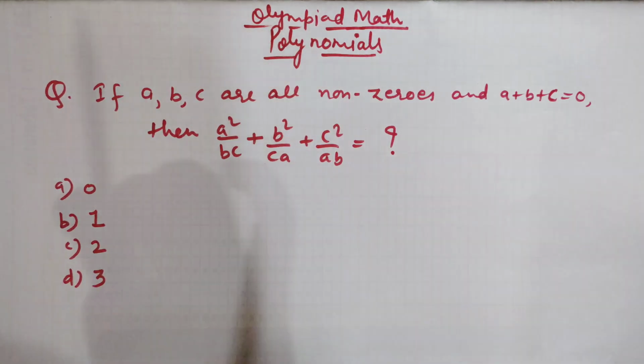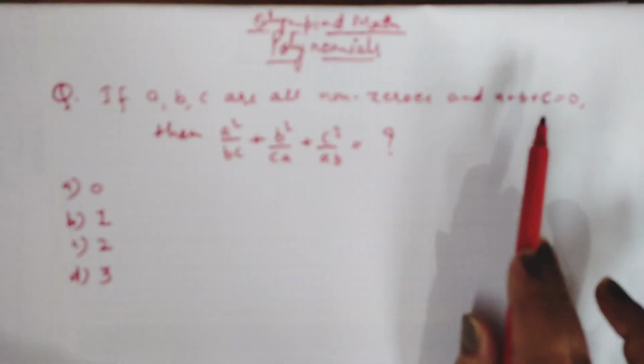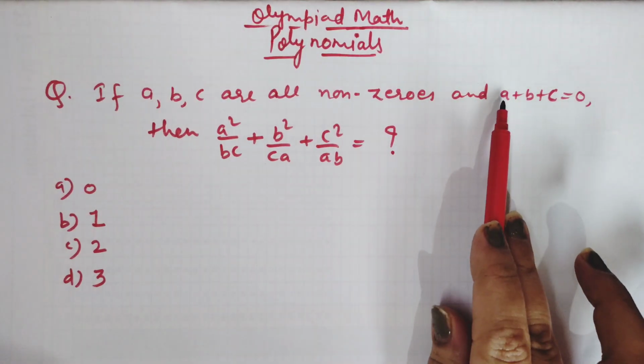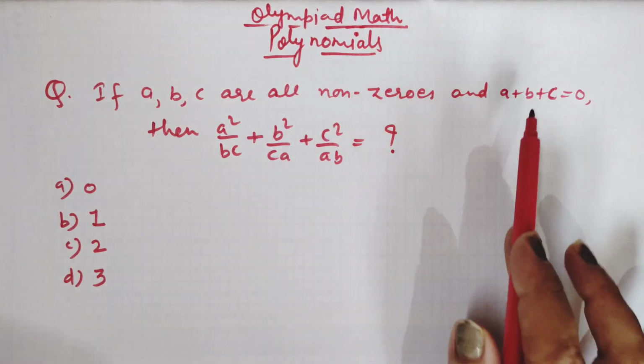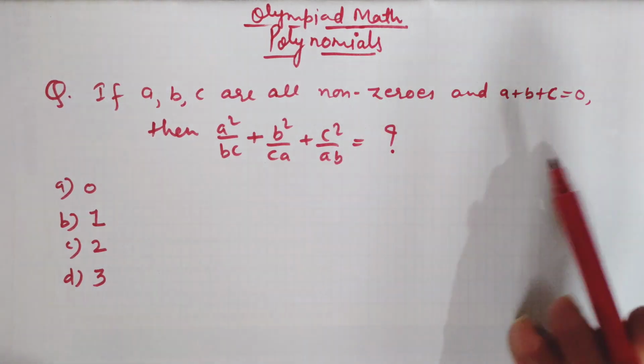Okay, and we have only a plus b plus c equal to 0, in which these a, b, c are non-zeros. They are not equal to 0. Okay, so how to find the value of this? So we are using this concept and we are using some identities.